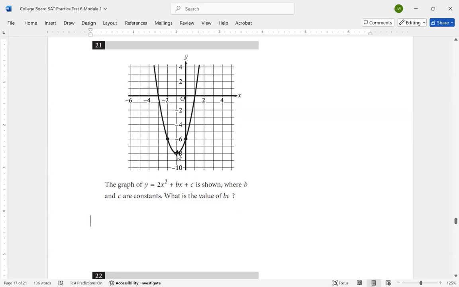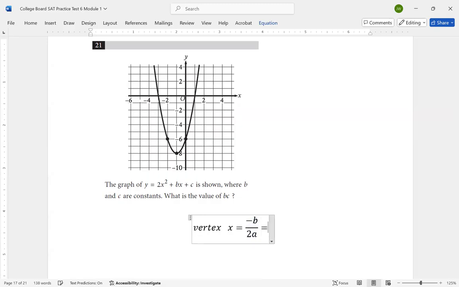Now, the way I would do this, since this is a quadratic equation pointing up, is I would use the vertex to find the value of B and the value of C. Now, the vertex has X value equal to the opposite of B divided by 2A, where B is the coefficient of X, which is the same B we have here, and A is the coefficient of X squared, which is 2.